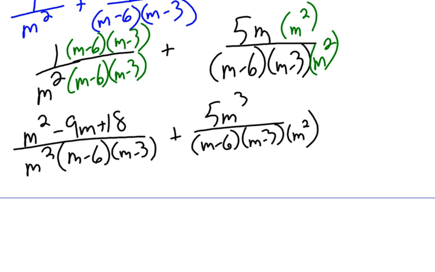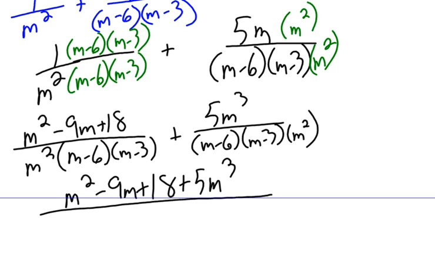And remember, the order of our denominators does not matter, because addition, and in this case multiplication, is always commutative. So even though they are not in the same order, that's fine. At this point, we have like denominators. We can combine our two numerators. So we have m squared minus 9m plus 18 plus 5m cubed, all over our like denominator, m squared times m minus 6 times m minus 3.